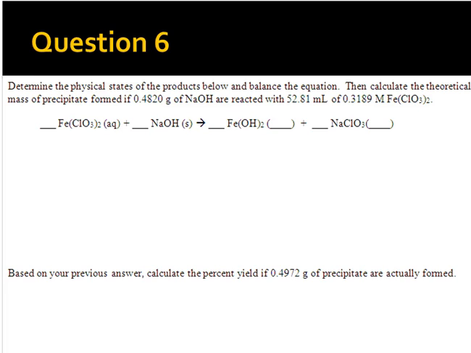So the question is asking, determine the physical states of the products below and balance the equation. Then calculate the theoretical mass of precipitate formed if 0.4820 grams of sodium hydroxide are reacted with 52.81 milliliters of 0.3189 molar iron(II) chlorate. Okay, a lot of stuff there. Let's just break it down, okay?